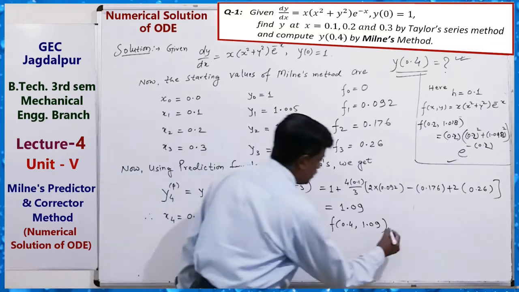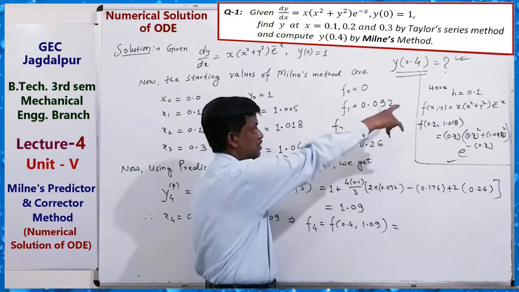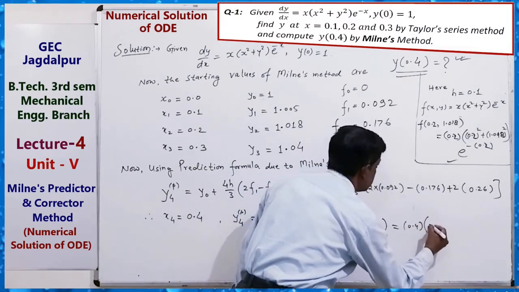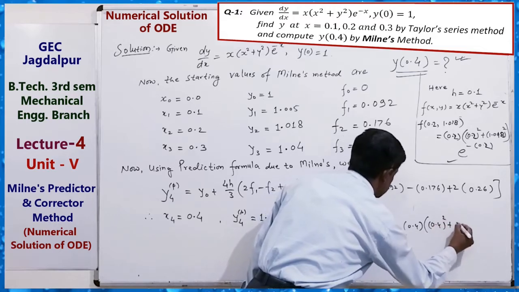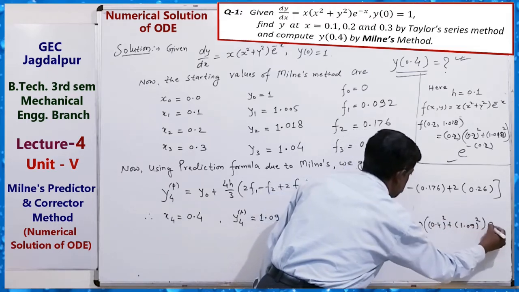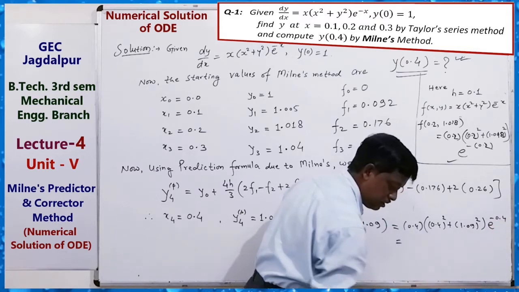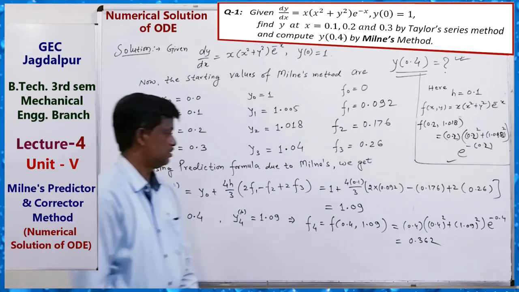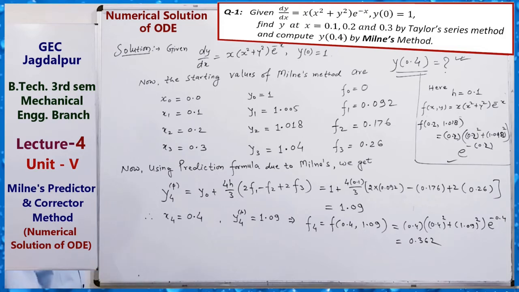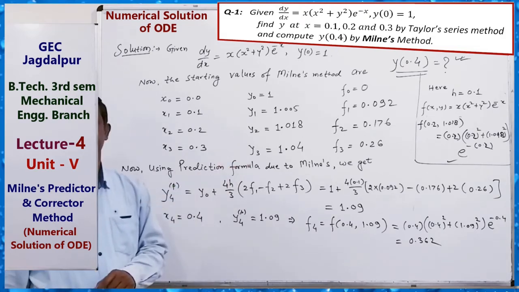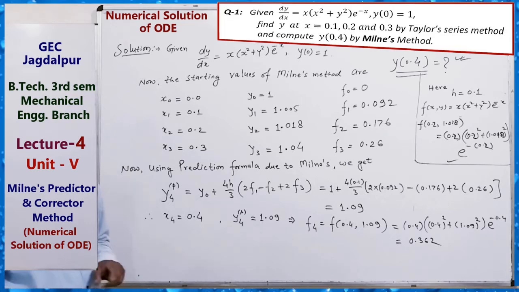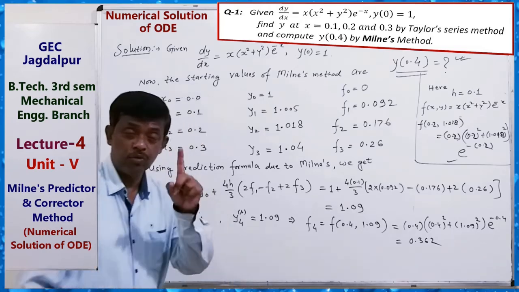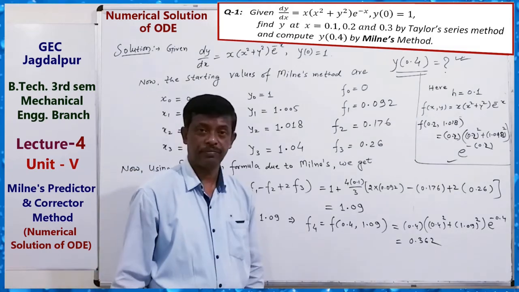Then we can get the value from this formula: 0.4 square plus 1.09 square, times e to the power minus 0.4. Just calculate it: 0.362. This is f4. Now we will correct this value. This was the prediction formula. Now we will correct this value of y4. For correction, we will use the value f4 in the correction formula.